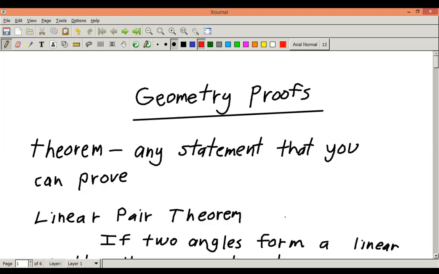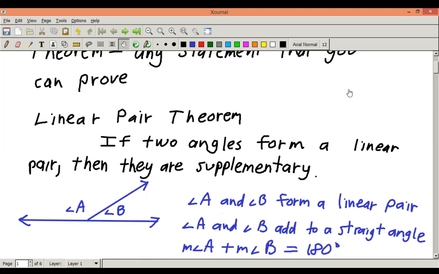Okay, first of all, let's talk about a theorem. What is a theorem? A theorem is any statement that you can prove. Contrast that with a postulate, which we've had earlier in the year, where it was a statement you could not prove. So the difference is a postulate you cannot prove. It's just accepted without proof, and a theorem you can prove. Our very first theorem of the year is the linear pair theorem.